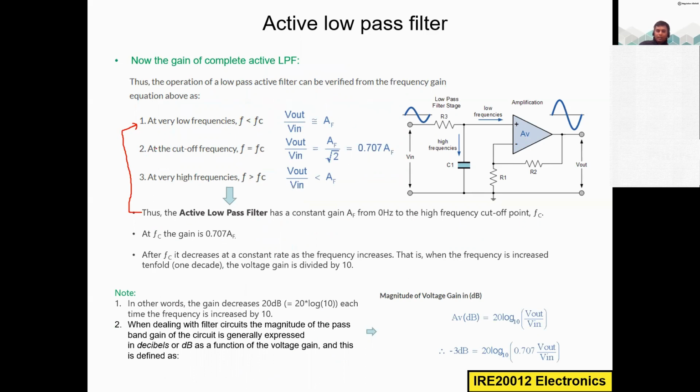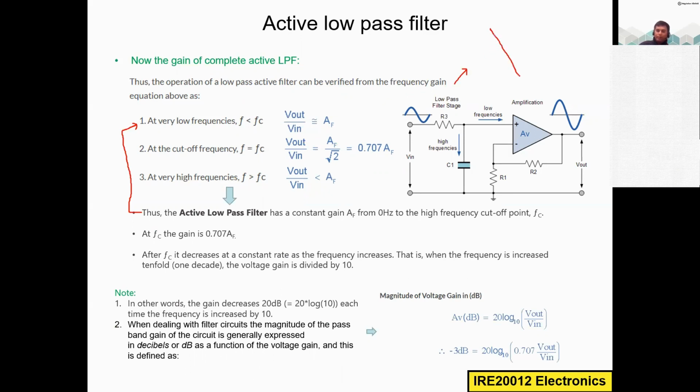So, this is the second case. Here F is equal to FC, so the applied input signal frequency is equal to the cutoff frequency. At that time, what's happening? Vout divided by Vin, that is the gain, is equal to AF divided by square root of 2. That is the 0.707 AF. And the third case is F is greater than FC. So here the gain is less than AF. Now I think you can try to relate this to the frequency response.